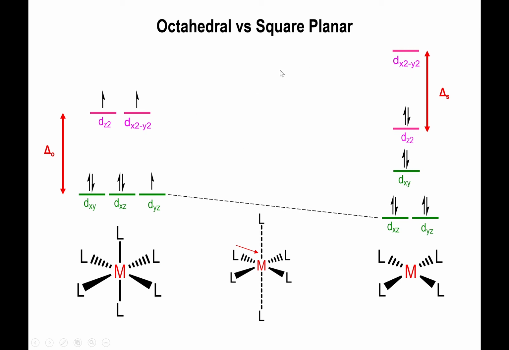And the same thing can be said for the 3 orbitals down here. The interaction with the dxz, dyz gets lowered a little bit more because you don't have the extra 2 ligands present.